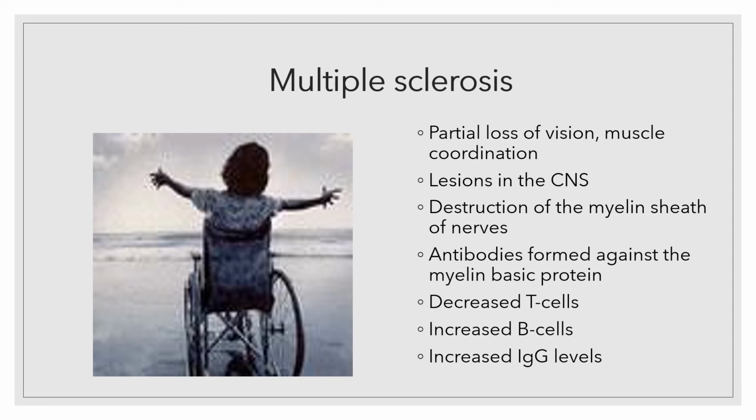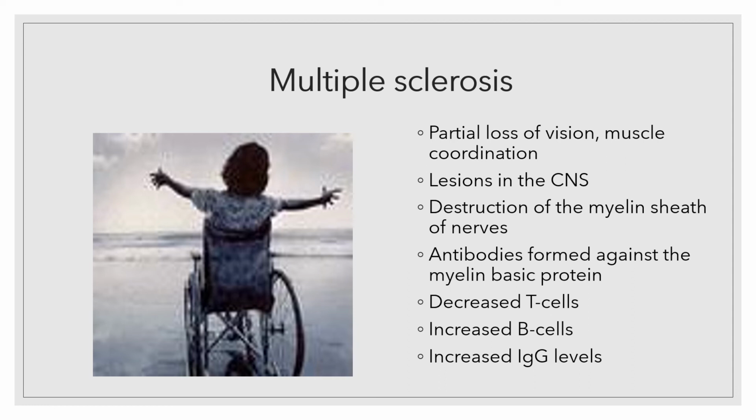They have lesions of the central nervous system, and those lesions consist of monocytes, and they destroy the myelin sheath of the nerves. The antibodies formed are antibodies against the myelin basic protein. Lab tests reveal that there is a decrease in T cells, an increase in B cells, an increase in IgG levels, and that's seen in cerebral spinal fluid.